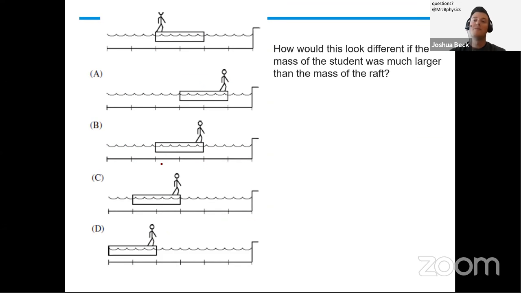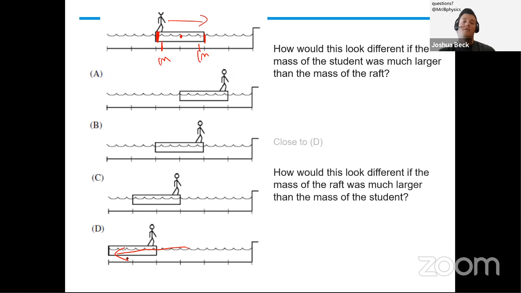Now, how would this look different if the mass of the student was much bigger than the raft? Well, if the mass of the student was much bigger, you'd have these two centers of mass here, but the student's mass is carrying a lot more weight, so it's going to keep the center of mass really far over here. If they move, now the center of mass is basically going to be over here. So if the mass of the student was much, much bigger, then as the student starts to move, the raft is going to have to move a whole bunch to make up for it. So we're going to be more like letter D.